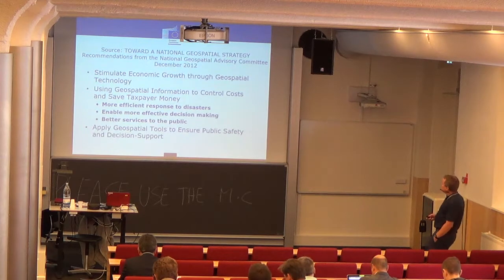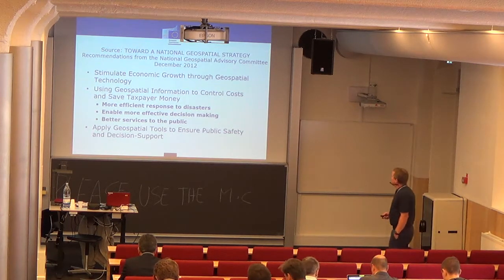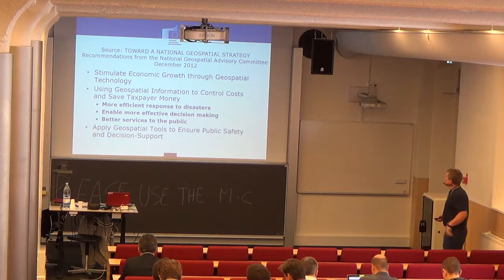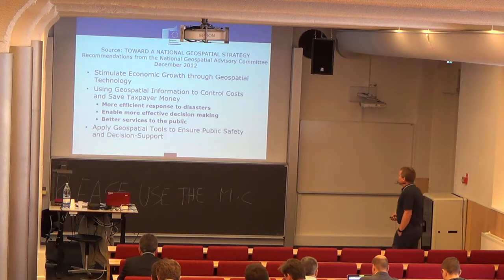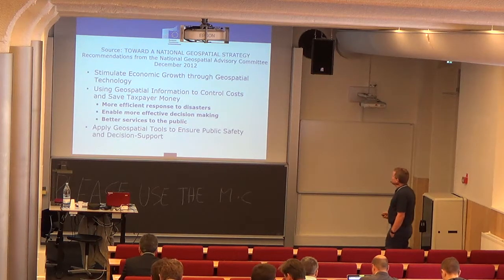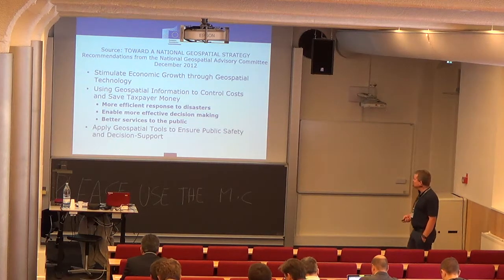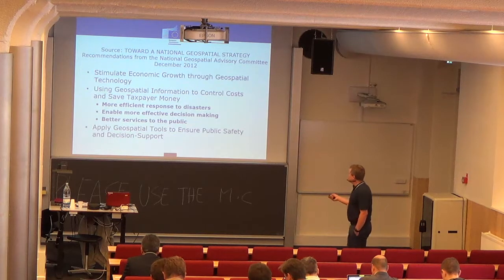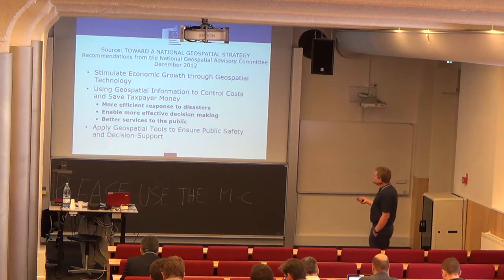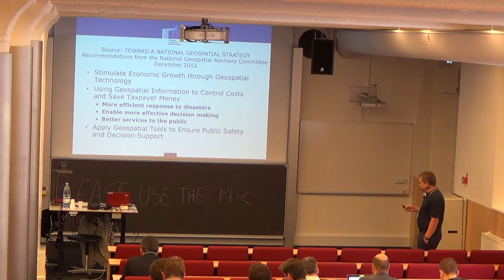Okay. Then there is a nice document, Toward a National Geospatial Strategy. There are some recommendations from the National Geospatial Advisory Committee about stimulation of economic growth through geospatial technology, using geospatial information to control costs and save taxpayer money, more efficient response to disasters, more effective decision making, better services to the public, and again applying geospatial tools to ensure public safety and decision support.